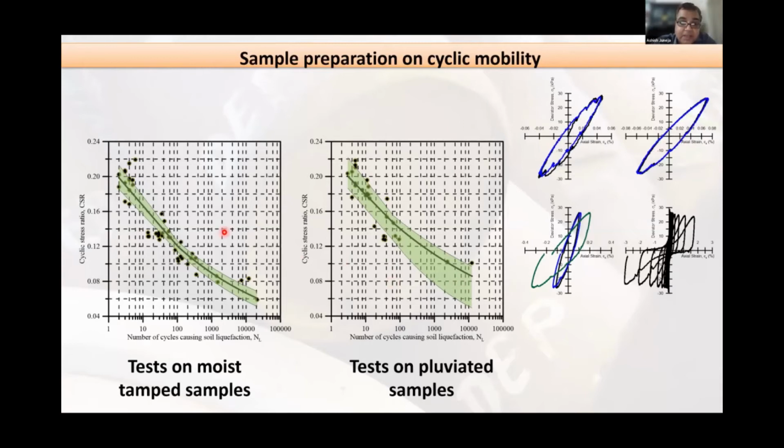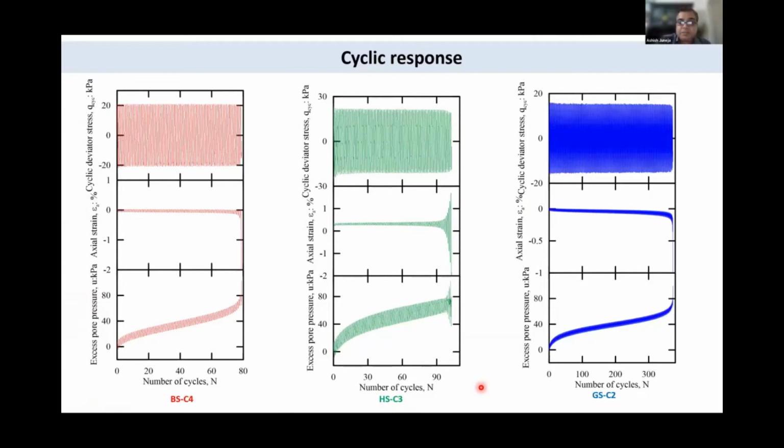If you compare the figures on the left and right, the moist tamped samples, if you really take a hand lens and look at them carefully, give you fewer cycles to reach liquefaction compared to the pluviated samples. Pluviated samples are notably higher, if you look at those numbers. In fact, we always say pluviated samples replicate more of a natural kind of deposit. So these are typical cyclic loading curves, and let's not go into that.